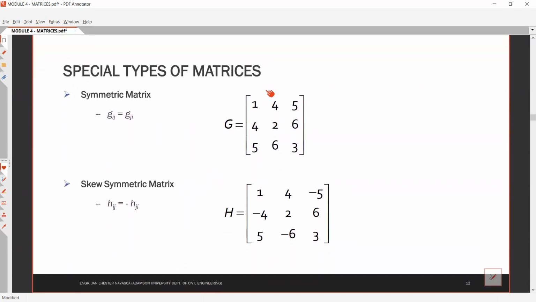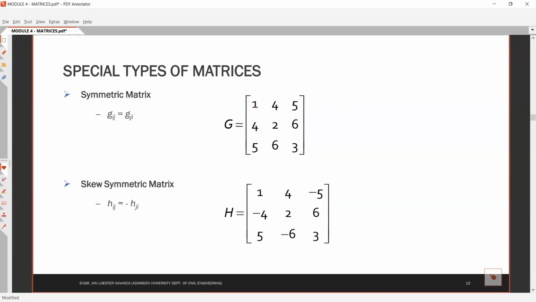Next one, we have the special types of matrices. So for the special types of matrices, we have the skew matrix, okay, or the symmetric matrix. Okay, for the symmetric matrix, we have Gij is equals to Gji. So ang ibig sabihin lang nito, yung transposition of the matrices is the same. Okay, so for example, we have this one.